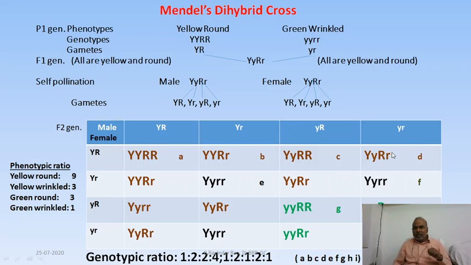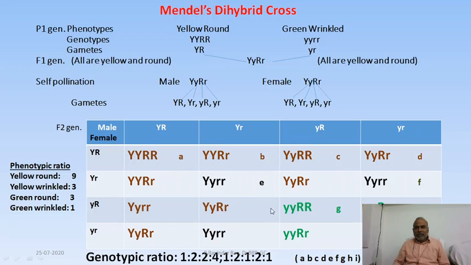How many double heterozygotes are there? Capital Y, small y is a heterozygote. Capital R, small r is also a heterozygote. So 1, 2, 3, 4. 4 double heterozygotes, 4 double homozygotes are there. And the remaining are all homozygous to one character and heterozygous to the other character. You see here, capital Y is homozygous, but capital R, small r is heterozygous. So homozygous to one character, heterozygous to the other character, 8 individuals are there out of 16.